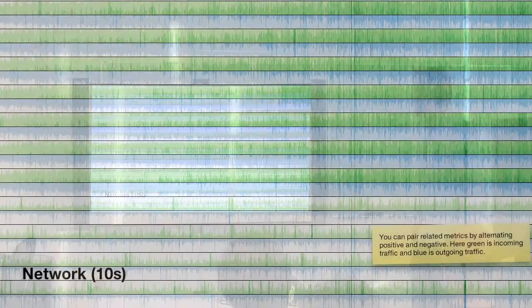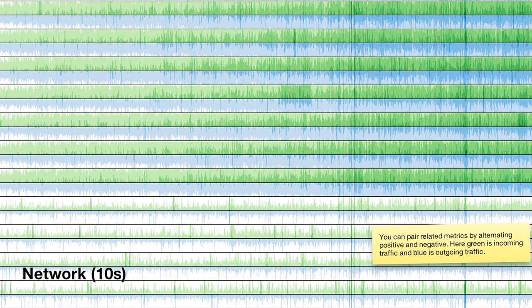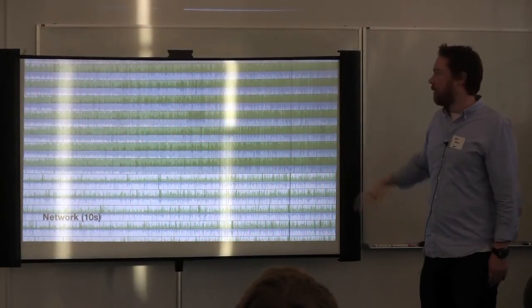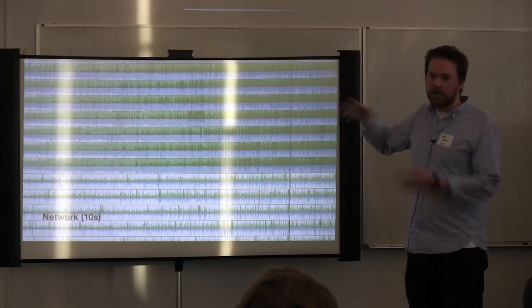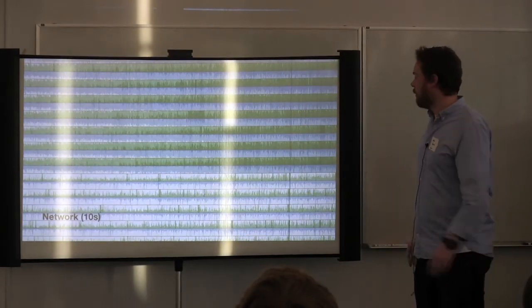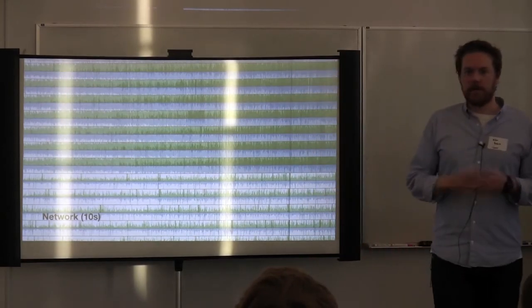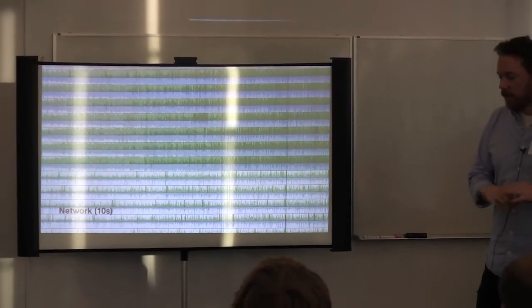Another example: this is looking at network utilization at the same resolution. But now I've got pairs of metrics. The green is incoming network traffic to a particular host, and the blue is outgoing network traffic. All I did is invert the blue so that they're paired together. And you can see these streaks that occur across hosts. Like we run Rescue on these hosts.